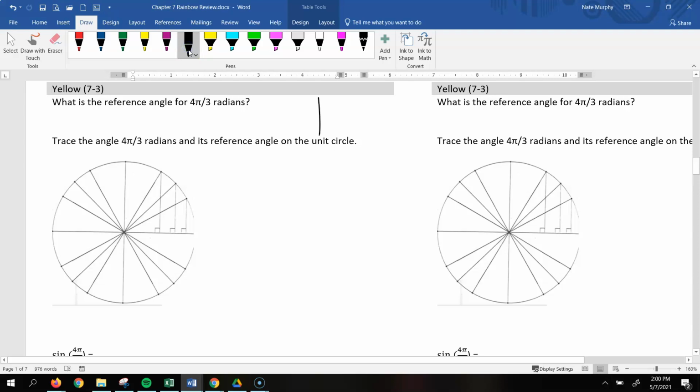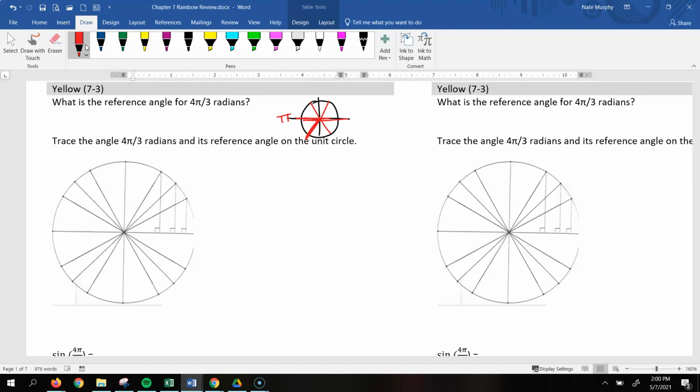Well, if you need a visual, 4 pi over 3 radians, if we were to remember that pi is right here, so that's halfway. So if we were to break that up into 3 sections, we can even go all the way around the unit circle and break the entire unit circle up into thirds. Well, 4 pi over 3 would be down here. Okay, so that's going to be right there.